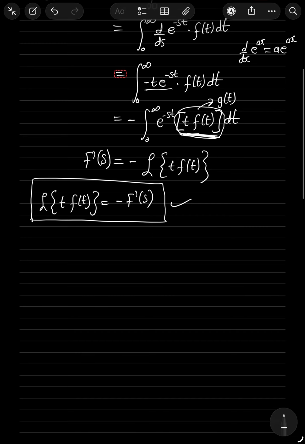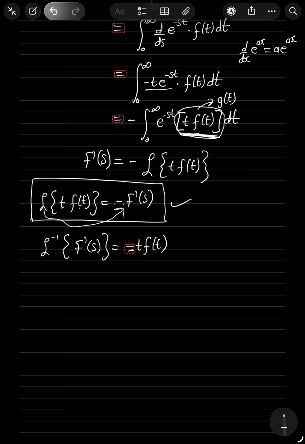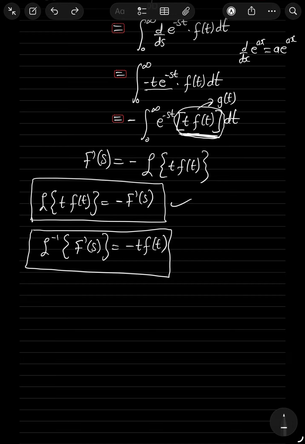And from this relationship, you can also develop the inverse. So the inverse of F'(s) is equal to minus t f(t), right? Because if you take the inverse of this side, you're left with t f(t), then the minus you can divide, so it comes to this side. So this is another relationship that we have. You need to remember these two equations, because they're going to be useful.